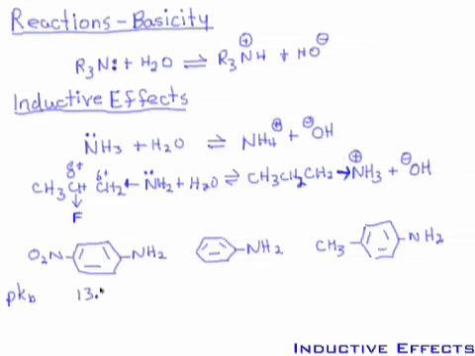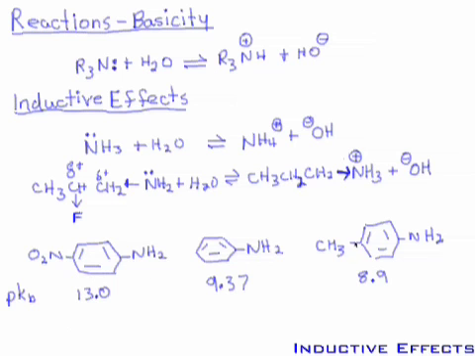And by the way, you do not need to know these pKb's. Aniline has a pKb of about 9.37, and toluidine has a pKb of around 8.9. Lower number means more basic, so the toluidine is more basic than the aniline, and the nitroaniline is less basic.